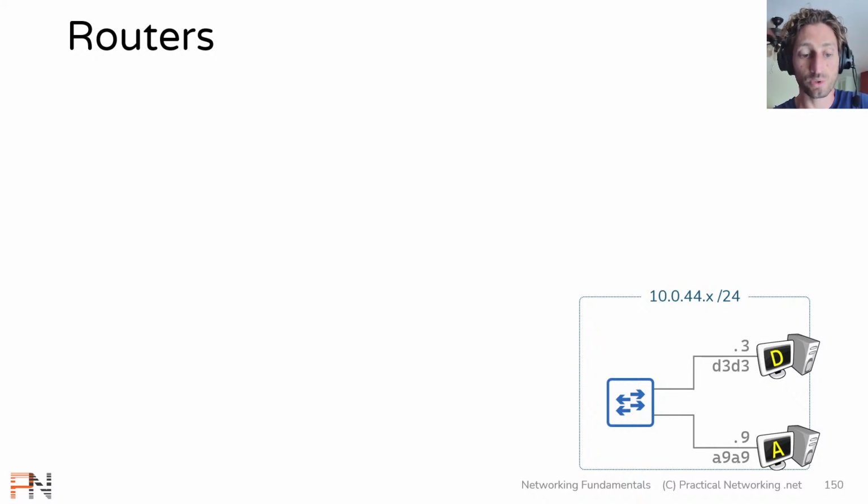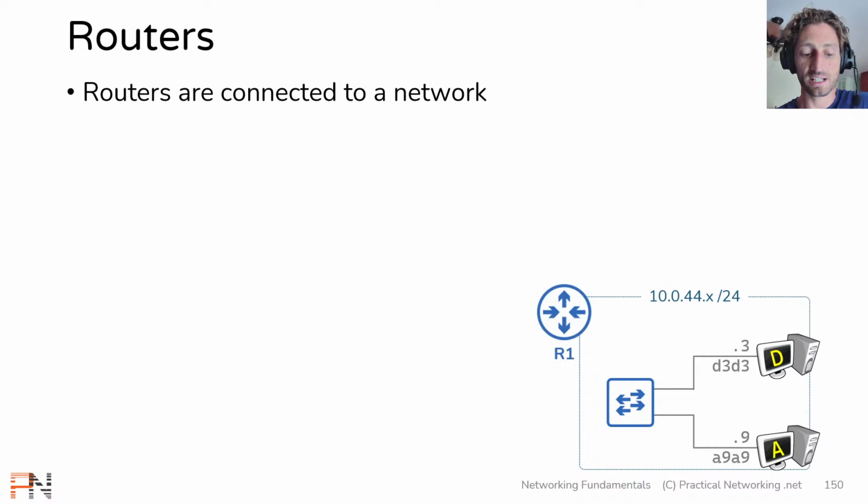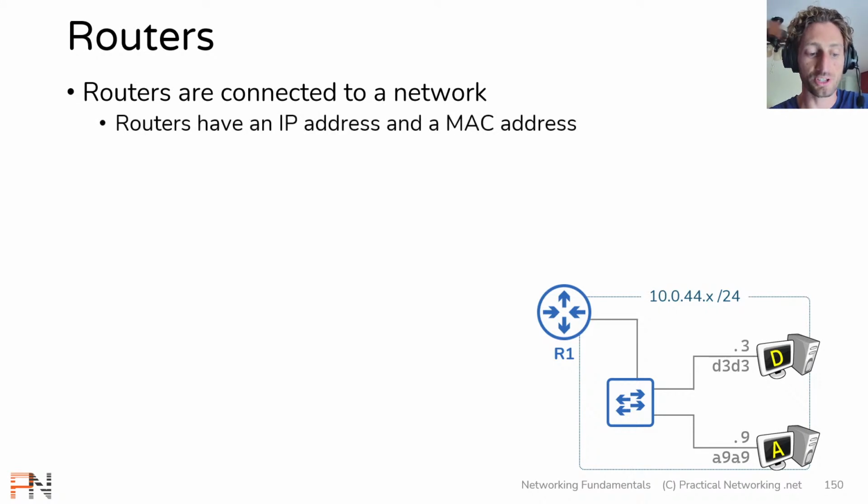Now, routers also are connected to networks. And just like those hosts had an IP address and a MAC address, the router is also going to have an IP address and a MAC address. In fact, the IP and MAC address work the same way for the router as they do for the hosts. It's the same thing. This is the Layer 3 identity of the router, and this is the Layer 2 identity of the router. And each of those addresses will be used in hop-to-hop or end-to-end delivery as necessary.